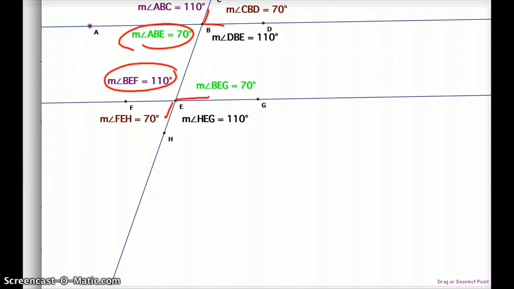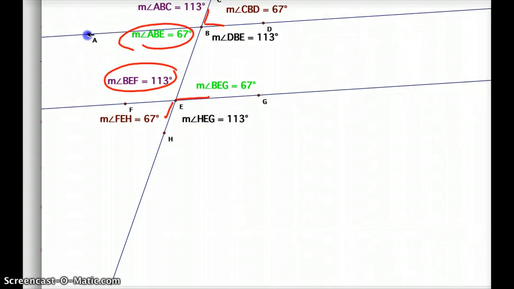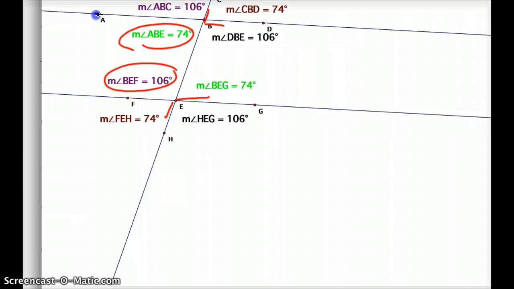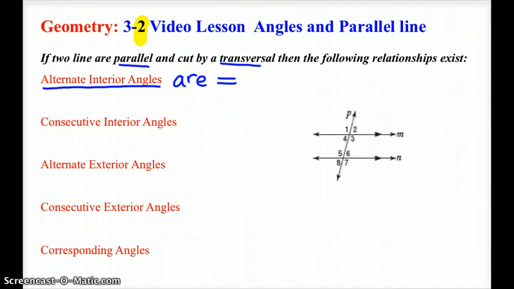When you have consecutive interior angles, what's the rule going to be? I'm going to grab this point here, see that? Now it's 67 and 113. Now it's 74 and 106. Do you see that they're always adding to 180? So, consecutive interior angles, when I have lines parallel and it's cut by a transversal, my consecutive interior angles are supplementary.